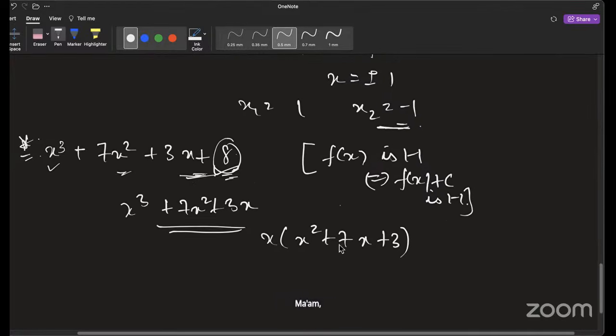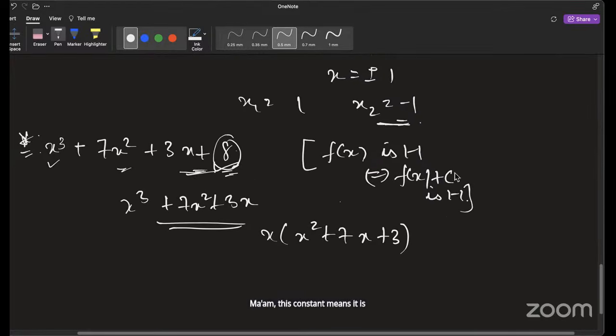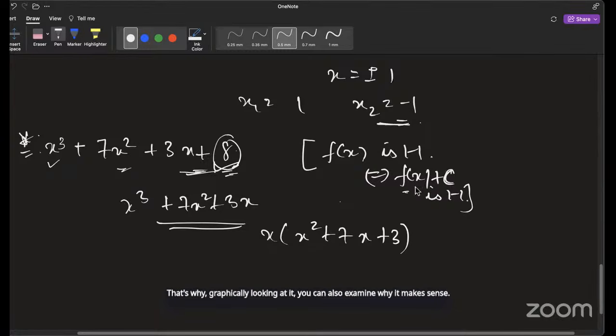Ma'am, this constant means it is just shifting the graph, right? That's why, graphically looking at it, you can also examine why this statement makes sense. And it does not affect the m of the line. That means we remove it.